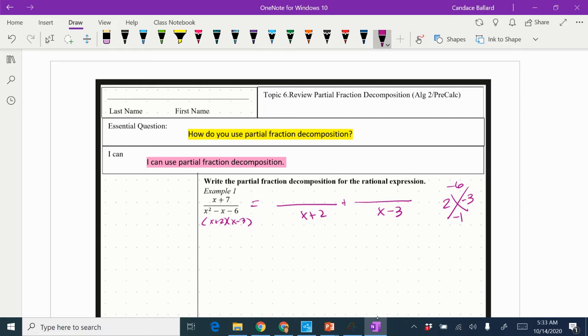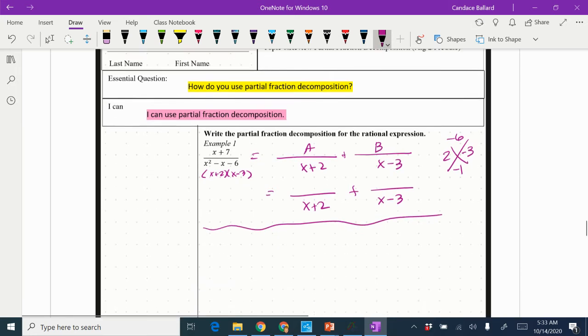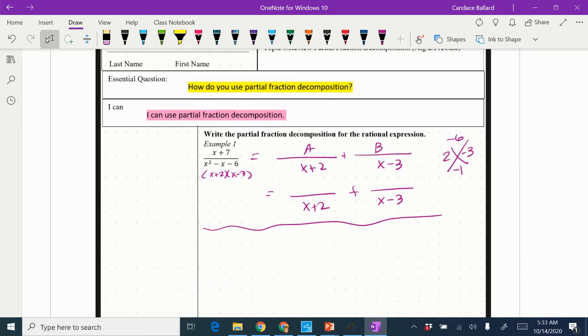And I don't know how we're going to break this up yet, so I'm just going to call it A and B for now, and I will eventually come back to what these are later on in the problem. So I kind of just put a skeleton of it there. So what I'm going to do is multiply by what is missing.